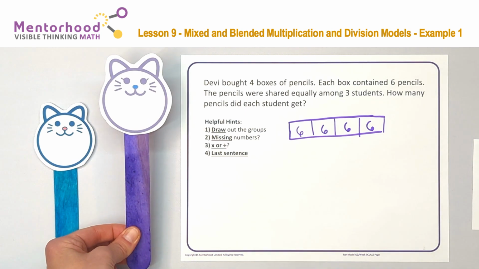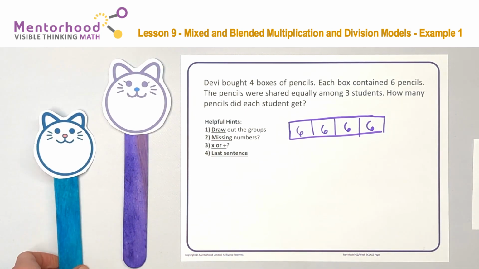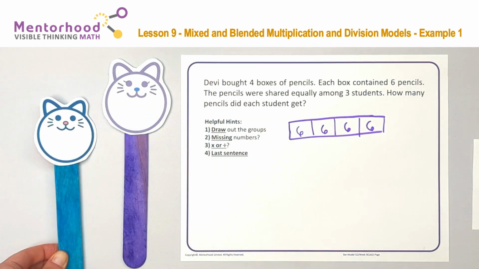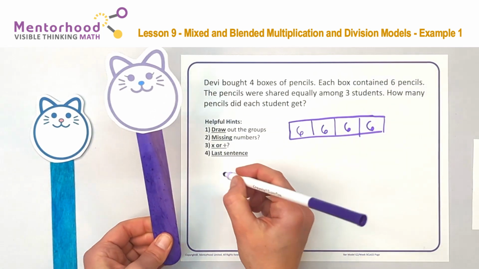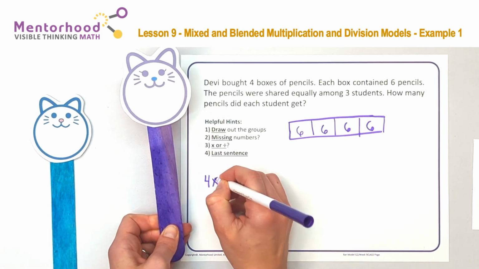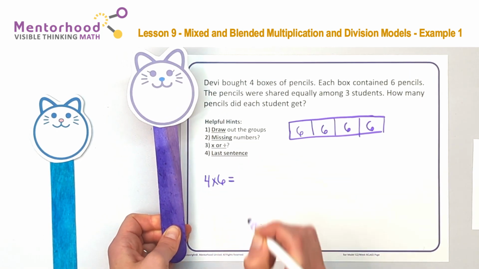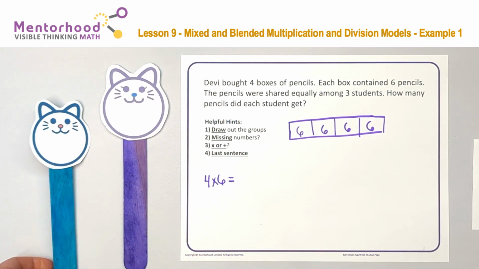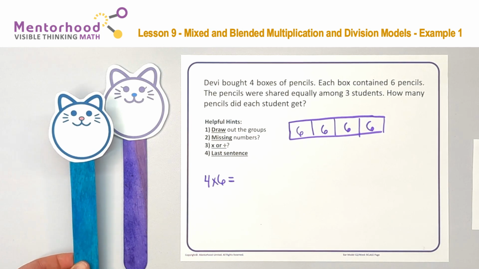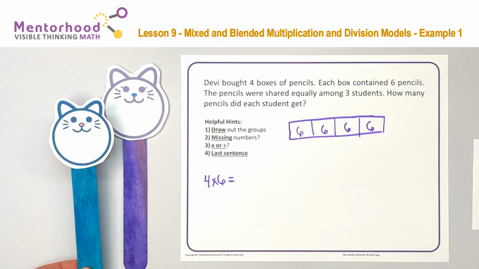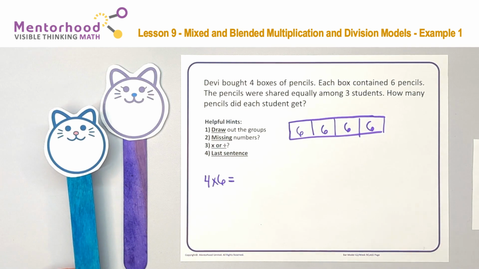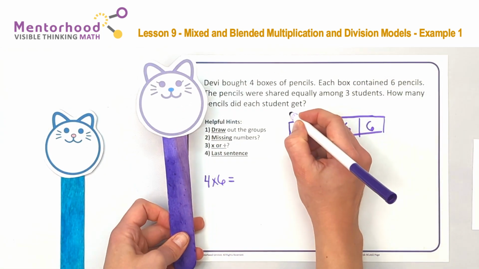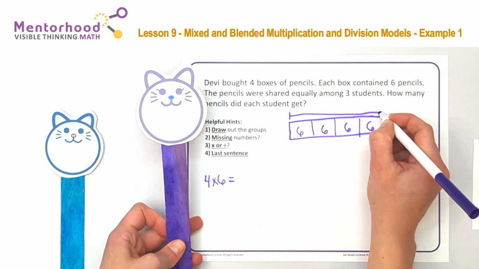That's right. So what would be my multiplication sentence? 4 sixes, so 4 times 6. Okay, let's write that down. Now, Matthew, can you tell me what 4 times 6 is? Let's see. 4, 8, 12, 16, 20, 24. It's 24. Great job! Let's put that down for our total.